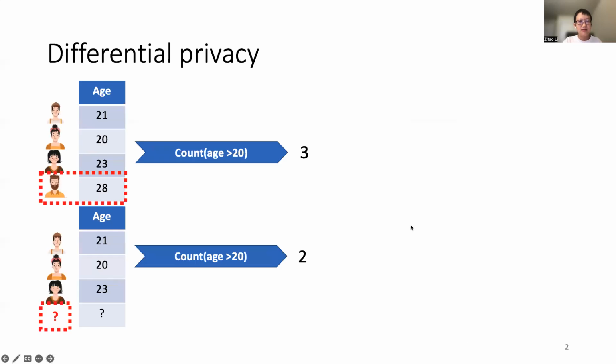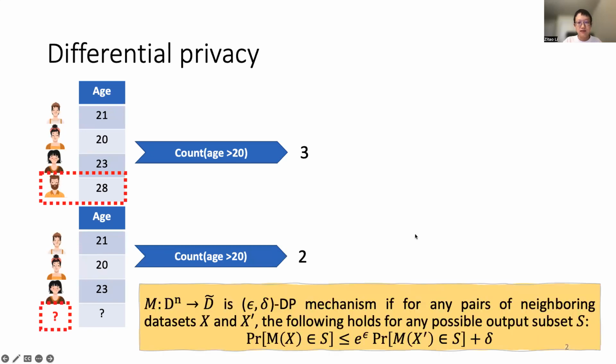Differential privacy is a popular notion for protecting individual users' information. A mechanism satisfies differential privacy if and only if, given any dataset as input, the mechanism's output follows a similar distribution as when taking its neighboring dataset as input. By neighboring datasets, we mean a pair of datasets with only one user's data difference.